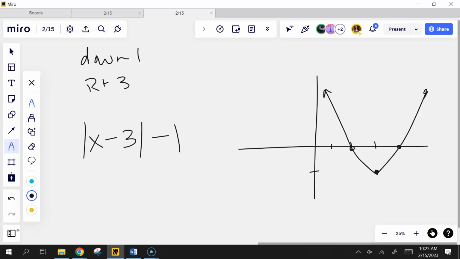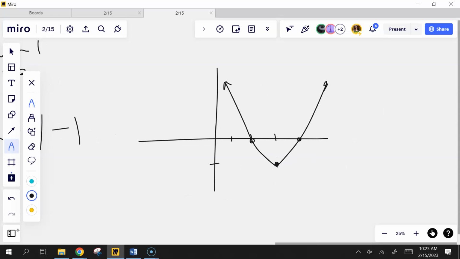What's the domain? Negative infinity, infinity. What's the range? There you go.